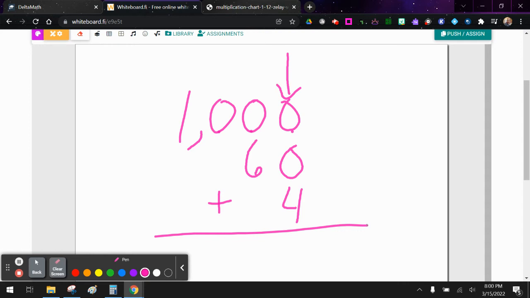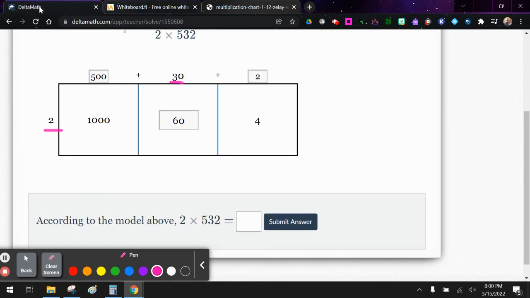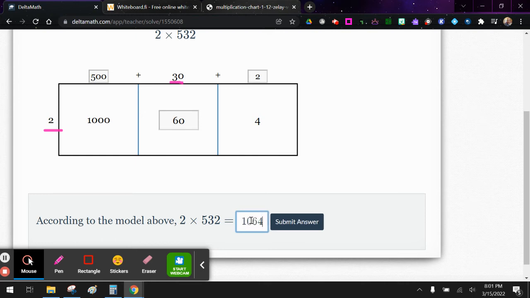Okay. 0 plus 0 plus 4 is 4. 0 plus 6 is 6. 0 plus 0 is 0. And then 1 plus 0 is 1. Remember, 1, 2, 3, comma. The answer is 1,064. So you're going to put it in the box there. So here we go. 1, and you don't need to put the comma, you can do 1064.